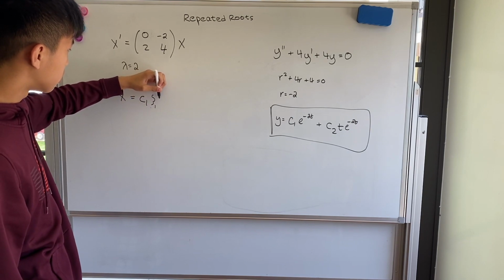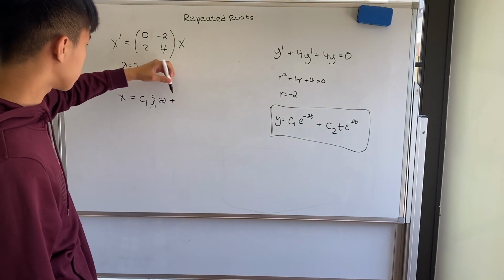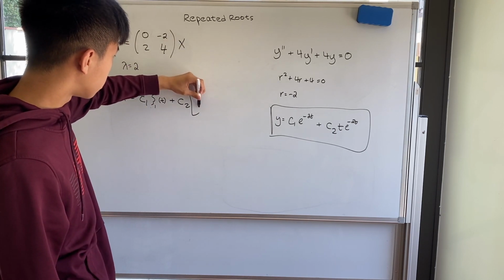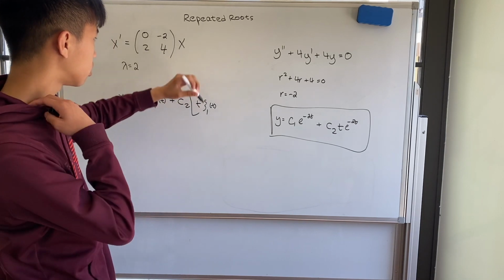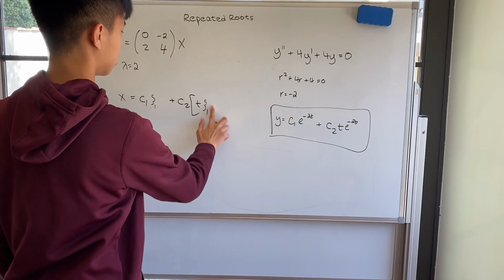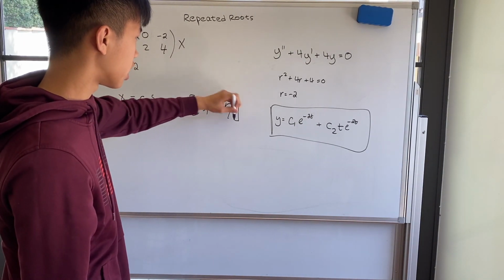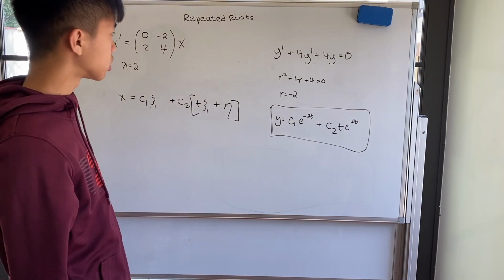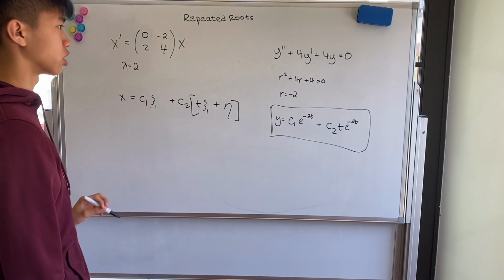With repeated roots, we do something similar, where we have x is equal to c1 times the first eigenvector. I don't really know how to draw the eigenvector symbol. Plus, we have c2 times that same eigenvector. Actually, we don't really need the t. Then we add this thing called a generalized eigenvector. This generalized eigenvector allows us to generate enough solutions for a general solution for this matrix.